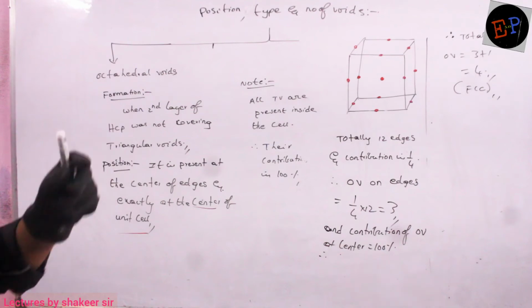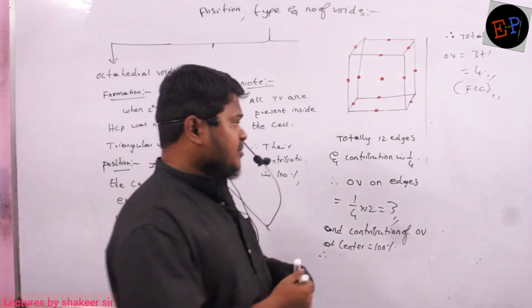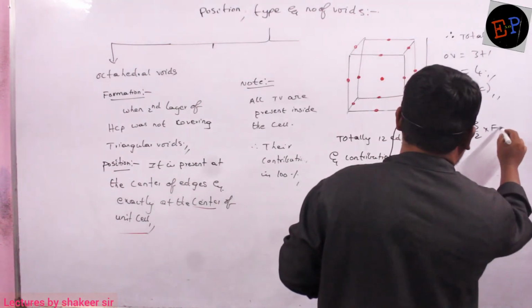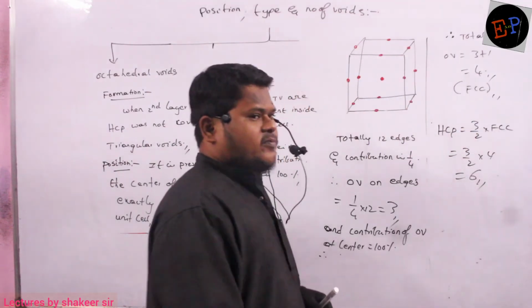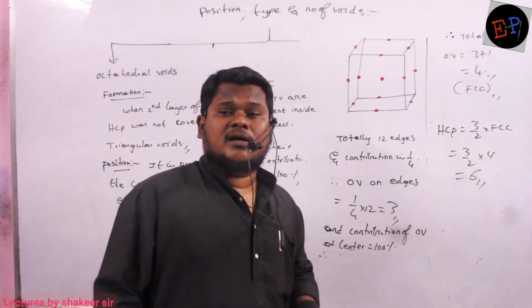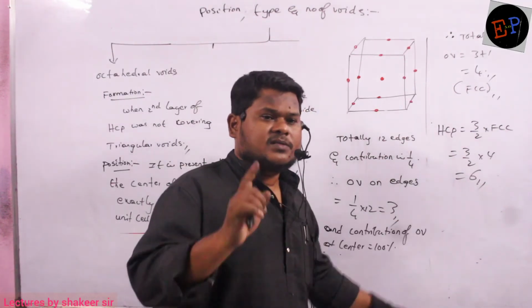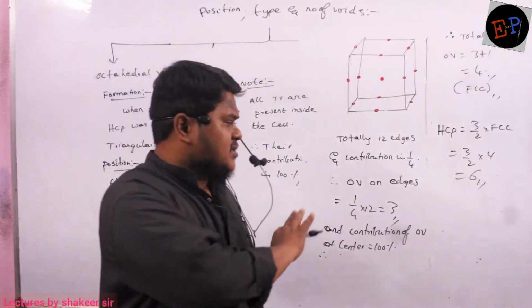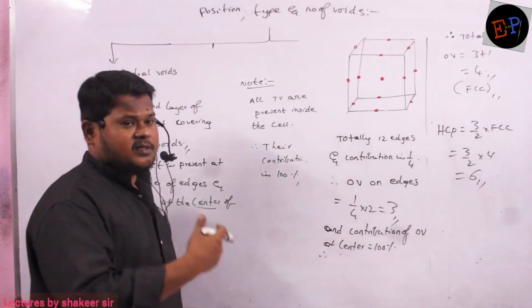If this is the value in FCC, then what will be the value in HCP? What is the relation we have written? HCP is equal to 3 by 2 times FCC. So 3 by 2 into 4 is 6. Therefore, in hexagonal close packing, 6 octahedral voids will be present. Are you able to understand? So this is the easiest method of remembering the number of voids present in different locations.